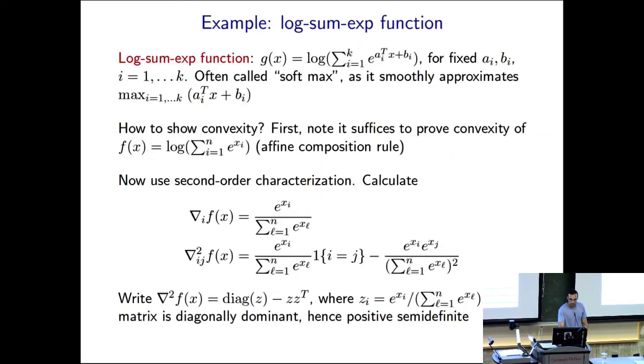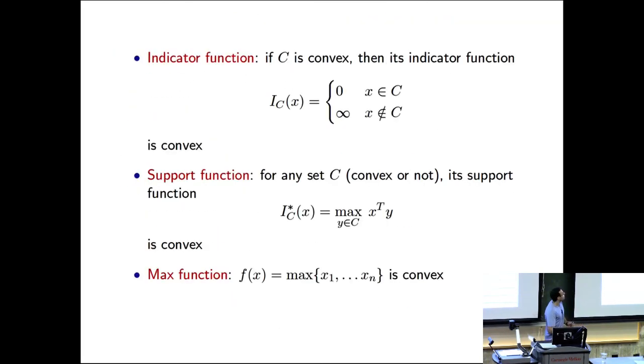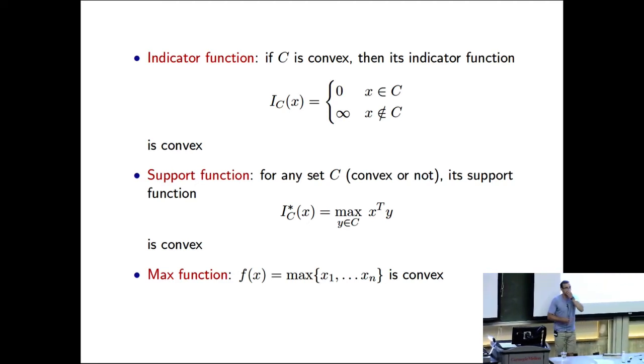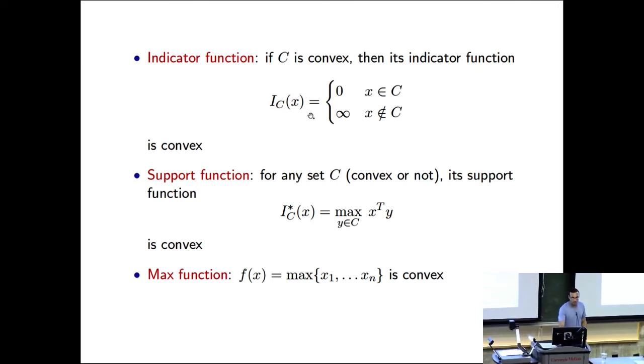Let's see how much time we have left. We have a little bit left. So, some more examples of convex functions: indicators. One that we'll use a lot. An indicator function is defined as 0 on the set C and infinite outside the set C. I'm going to write it as I sub C of x. This thing is going to be a convex function, provided that C is convex.